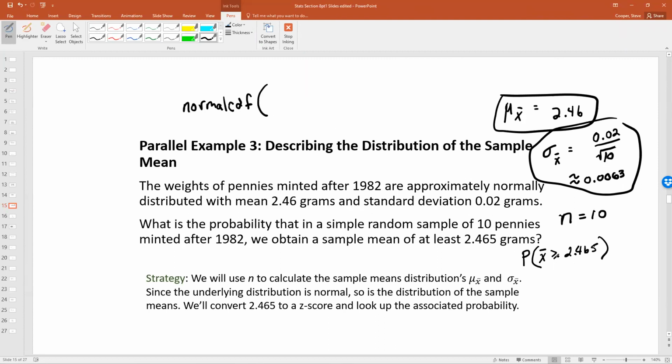And since we're doing a greater than or equal to, my minimum is going to be 2.465. And then my maximum is going to be calculator infinity. And then remember, I need to use the original mu for mu X bar. But sigma X bar, I recalculated to be 0.0063. Okay, so that's going to answer this question.